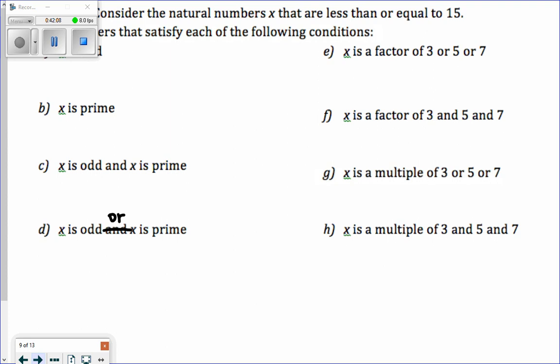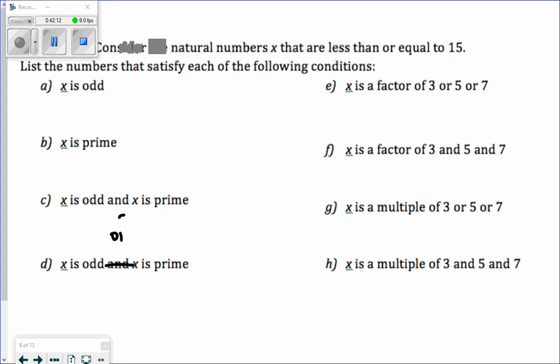Okay, let's just do some examples here. Whoops, I didn't mean to do that. What the heck? I have no idea what's happening there.